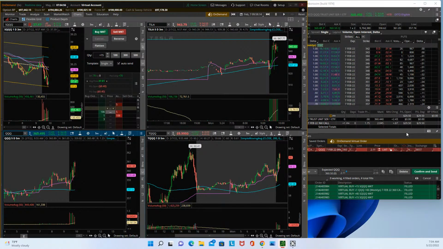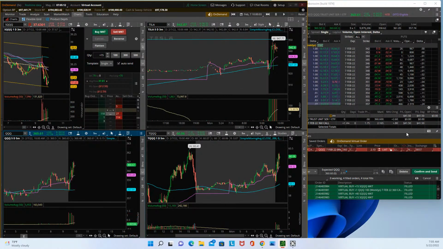If this 360 call, if the market really wants to go high again, if it goes to 361, it has chances to go up to 365. So one contract could really outweigh your shorting position and really make you a nice amount of money.